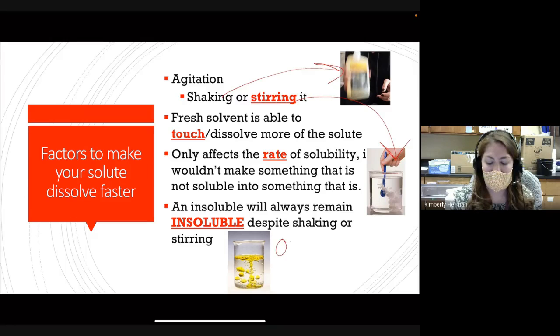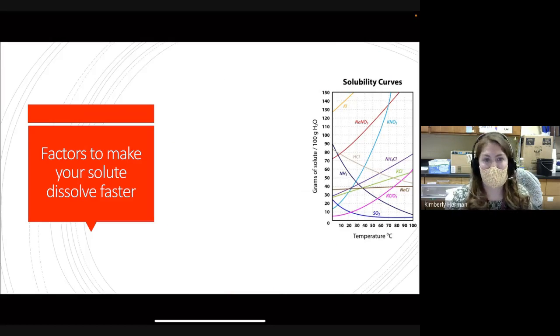So if we see oil and water here, despite the amount of shaking and stirring, we won't make that oil mix with water. Now, it might look like it for a bit to pour it on our salad, like oil and vinegar, but ultimately, the oil is insoluble in water. Despite shaking or stirring it, it won't change that fact. Now, the second way is temperature.